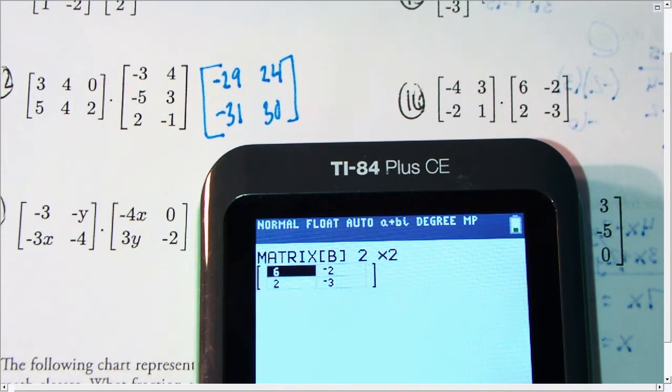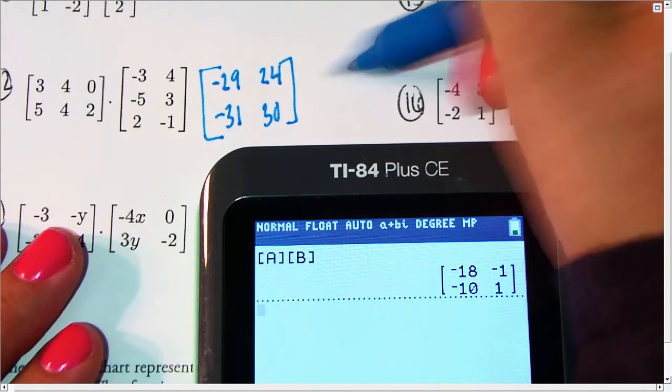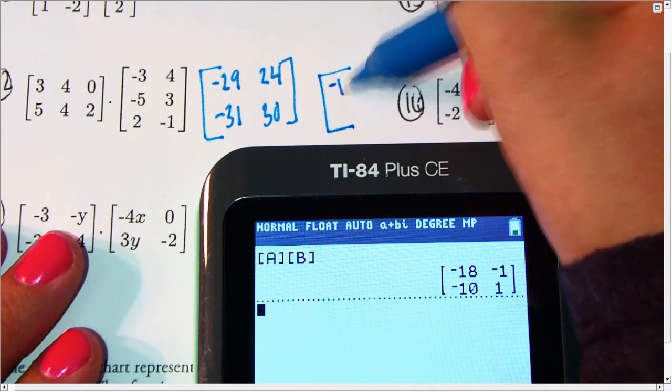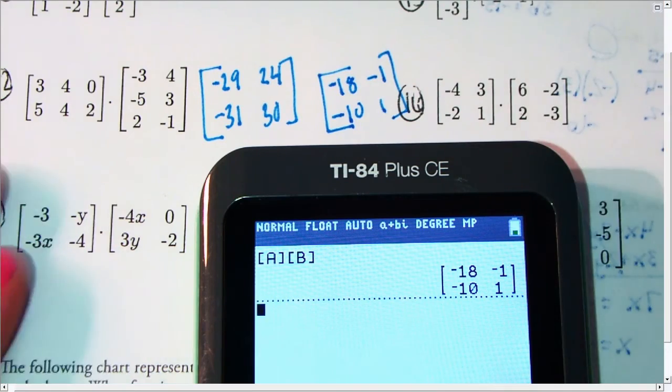Okay, I'm just typing all my values in, quitting out, going back in, and going back in. So for number 16, we should get negative 18, negative 1, negative 10, and 1.